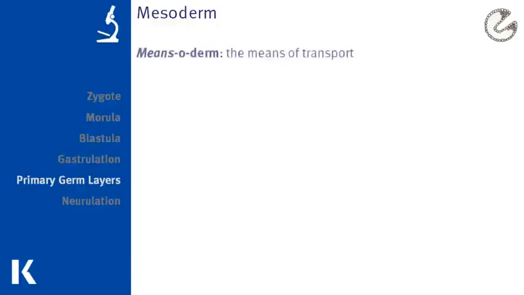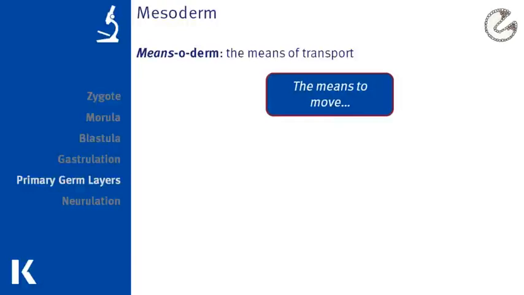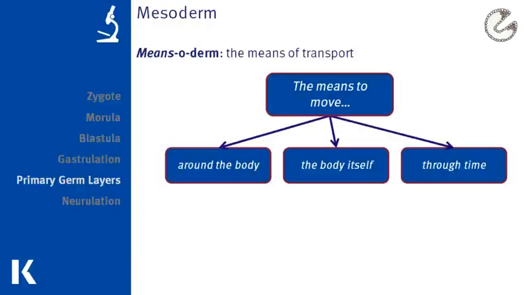Next up is the mesoderm, which we can remember for the MCAT as the "move-oderm." A lot of the tissues that develop from the mesoderm involve movement around the body. The body itself moves, and it moves things throughout time, such as genes.